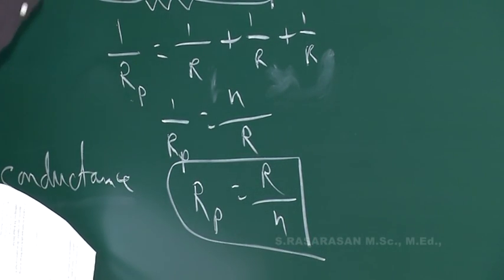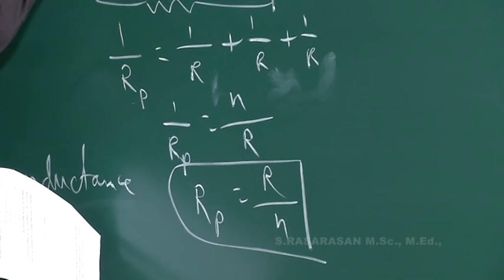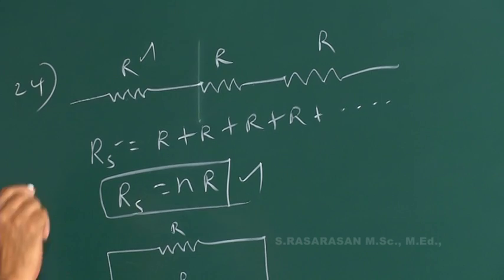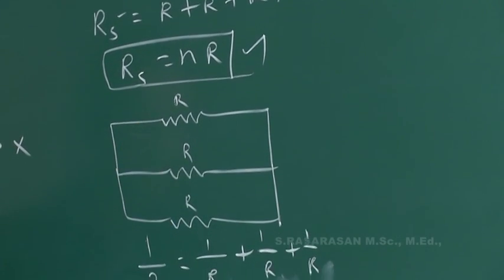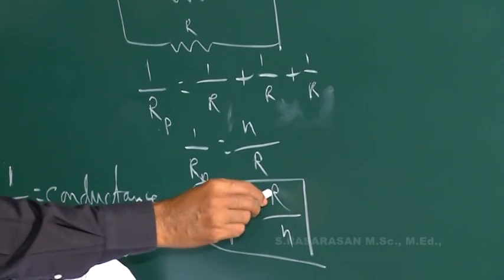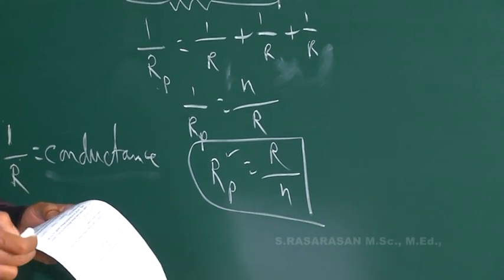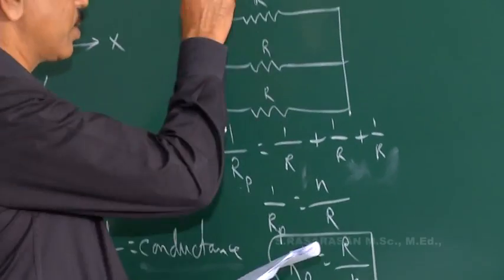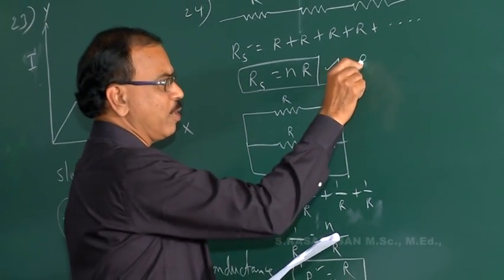When n resistors with equal resistance are connected in series, this is the effective resistance. When the same n resistors of equal resistance are connected in parallel, the effective resistance is R by n. The aim of the problem is the ratio of their effective resistances, Rs by Rp, is equal to how much?